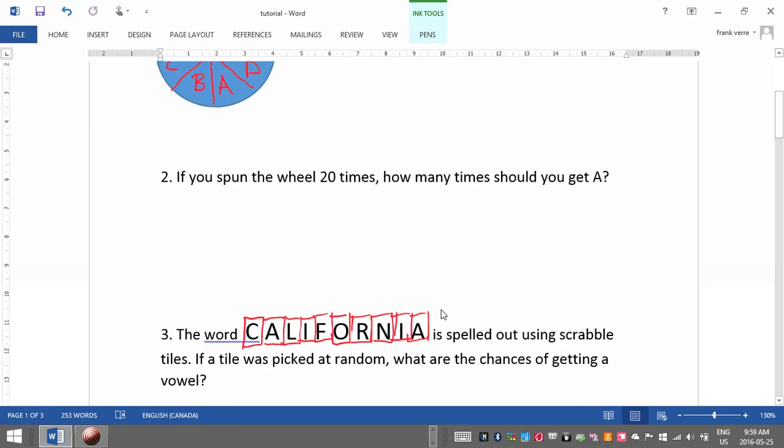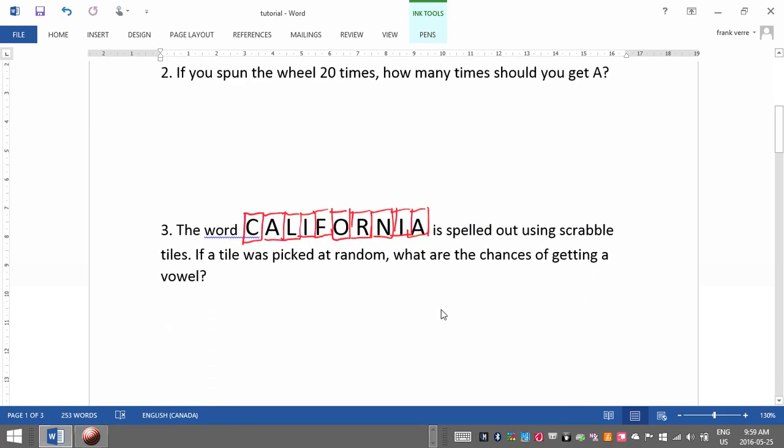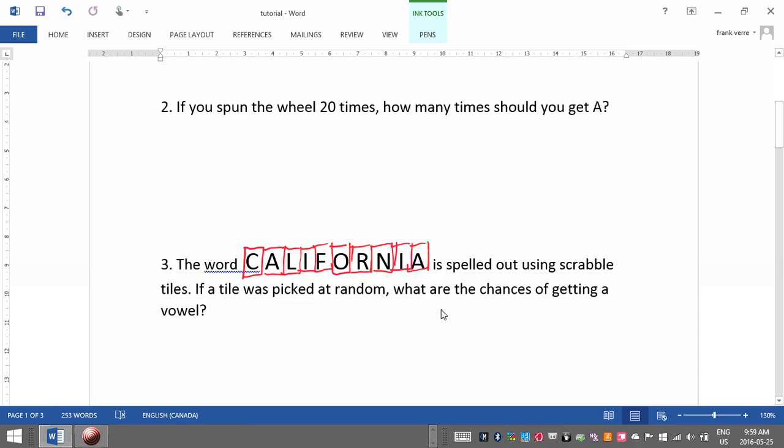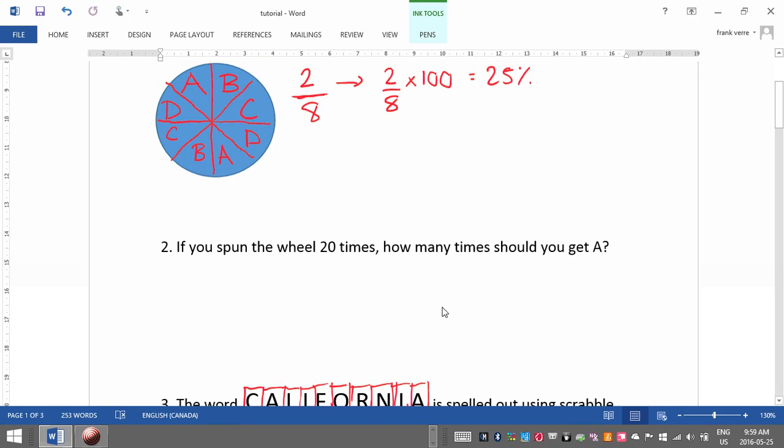So here's the next question, number 2. Alright, so if you spin the wheel 20 times, so the wheel that we spin is the one on top. So if we spin the ABCD wheel 20 times, how many times should you get A? Okay, so you can pause it, and then when you're ready, I will show you the solution.